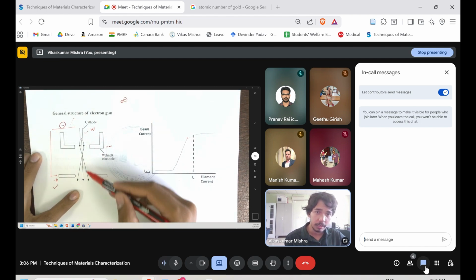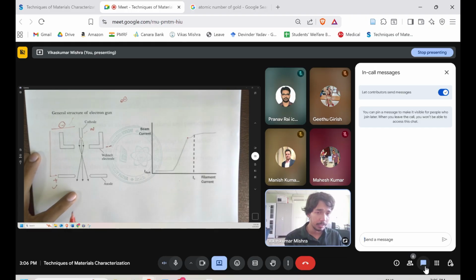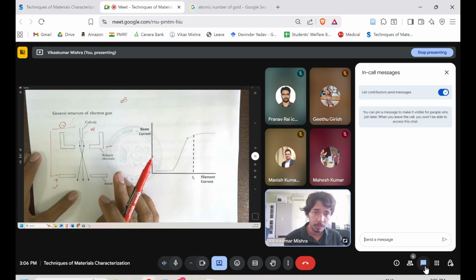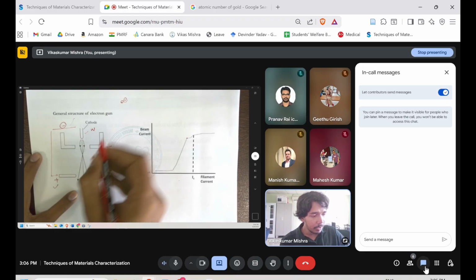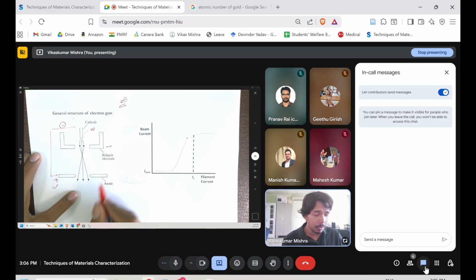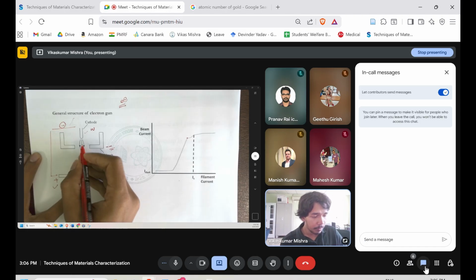It is just to accelerate the electron so that it has sufficient energy before it collides with our specimen, so that we can get the interaction, which we are going to talk about later on. Now this Wehnelt electrode, you can see the electron has a negative charge. Why are we providing the negative bias to it? There is a purpose for this.